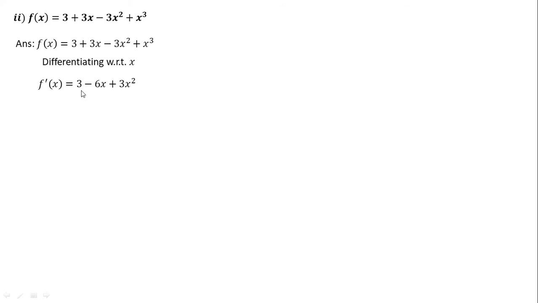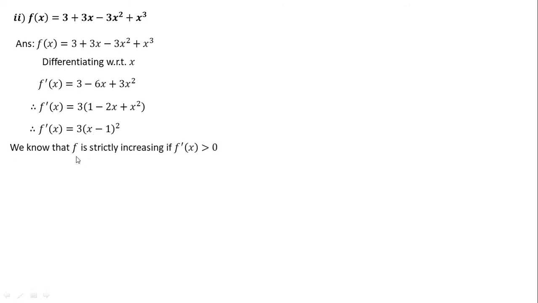f dash x is equal to 3 minus 6x plus 3x square. See here, the derivative of 3 is 0, plus derivative of 3x is 3, minus derivative of 3x square is 6x, plus derivative of x cube is 3x square. Now here this is also a quadratic equation in which we get 3 common and in bracket 1 minus 2x plus x square. Now if you factorize this, then we get it as 3 into bracket x minus 1 square. Okay, so this is f dash x.